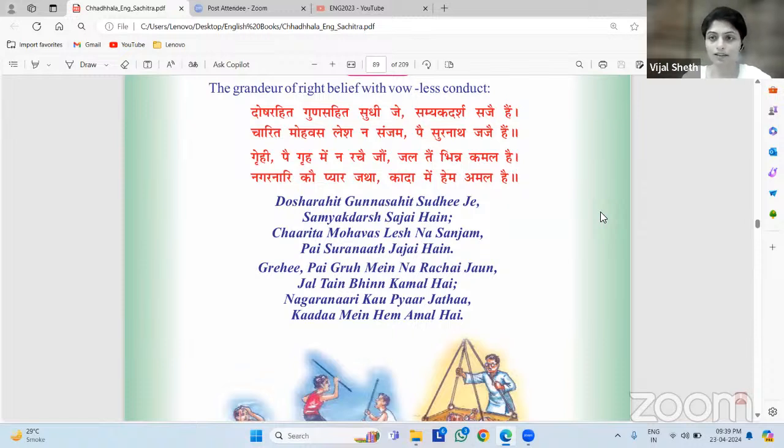Nagar Nari ko pyar. Now look at the example. Nagar Nari means a prostitute. Okay. So what is her love like? It is fake. She is interested in money. Her love towards her customers is absolutely fake. So Samyak Drashti's interest in the worldly matters is fake. He does not have real interest. He is still earning money because it is his duty and all, but not with real interest. It is a kind of a fake thing.